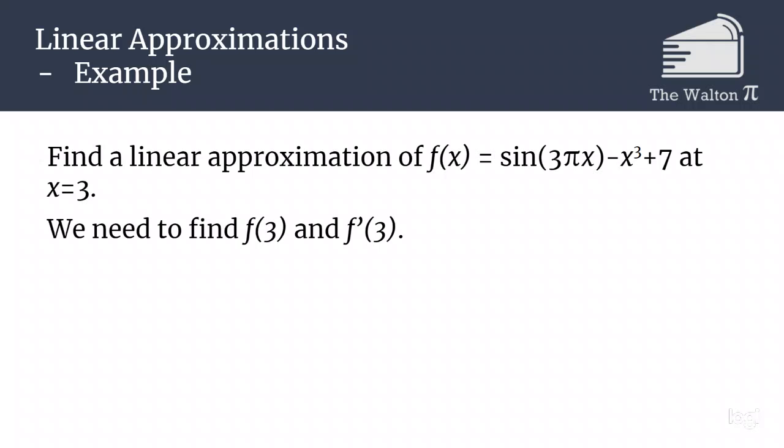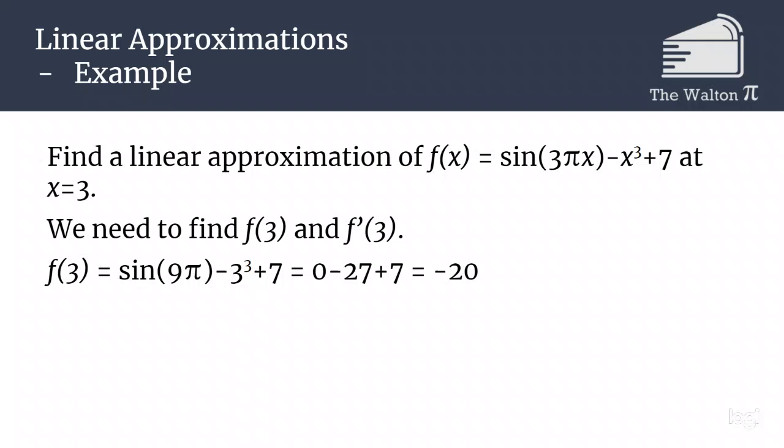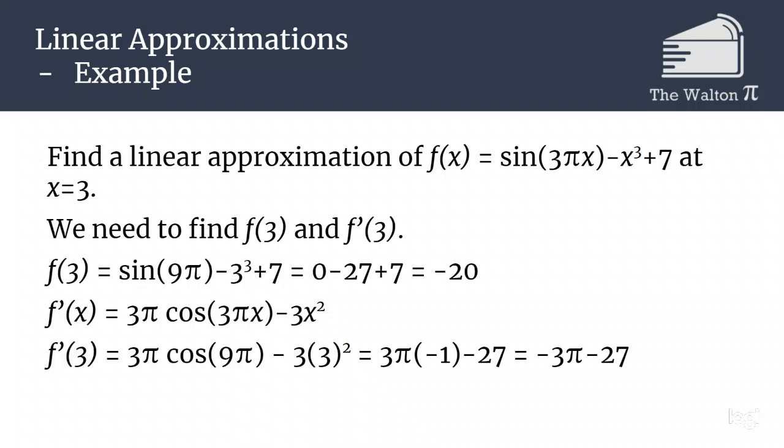So the first thing we need to do is know what f of 3 and f prime of 3 are. So f of 3 is just plugging in 3 into that, and we get out negative 20. But then for f prime of 3, we need to know what f prime of x is. So f prime of x is going to be 3 pi cosine of 3 pi x minus 3x squared, which when we plug in 3 gives us negative 3 pi minus 27.